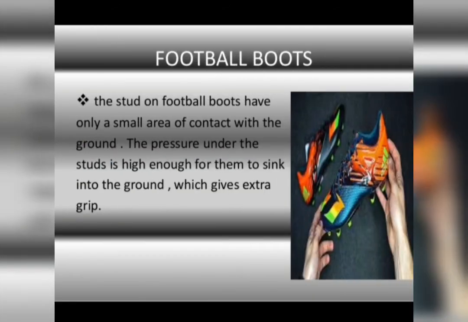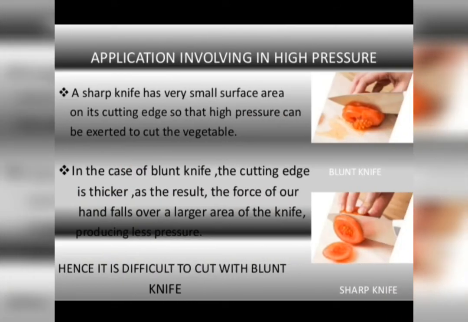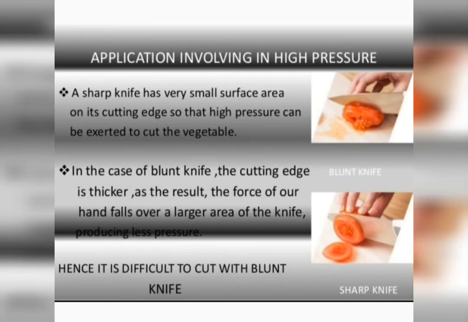One more thing is there. Why does a sharp knife cut better than a blunt knife? See, a sharp knife has a very thin edge to its blade, right? A sharp knife cuts objects better due to its very thin edge. The force of our hand falls over a very small area of the object because the edge is very thin. So force will act over a very small area of the object, and that produces large pressure. And that large pressure cuts the object easily.